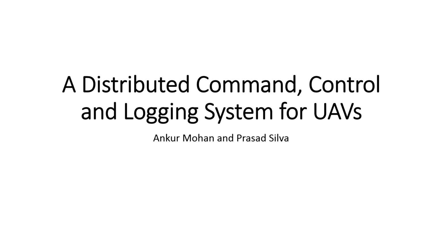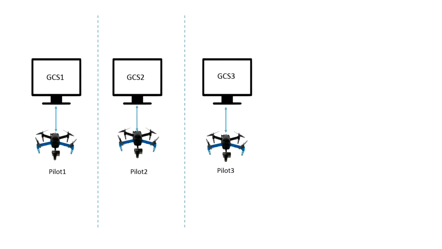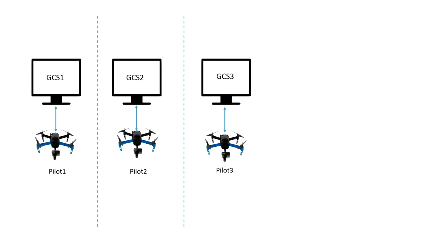In this video, we describe a client-server architecture to build a distributed system to share small UAV telemetry information over a network and a prototype implementation of such a system. Small UAVs today only communicate with their pilot and the GCS, that is the ground control station application, running on the pilot's PC or tablet.